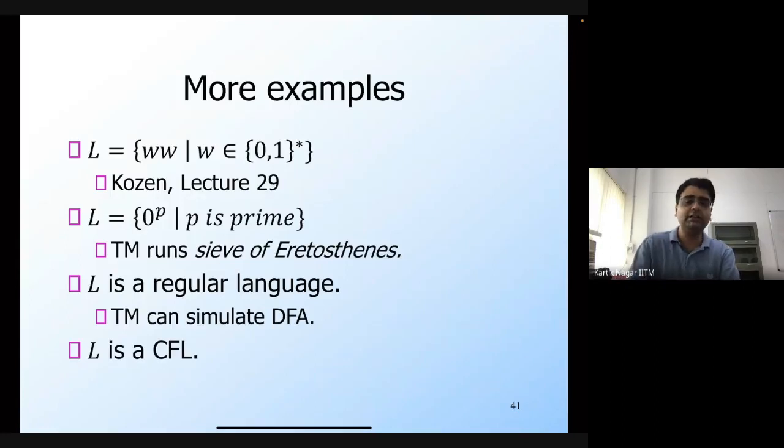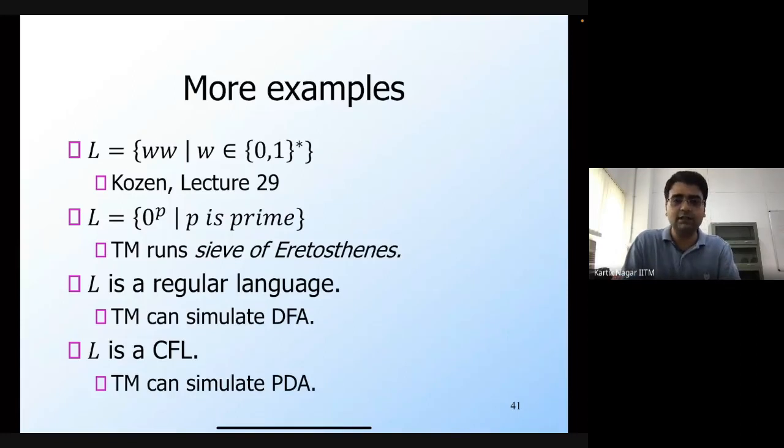And similarly, every context-free language is also a recursively enumerable language. In fact, it's also a recursive language. There are a couple of ways in which you can do this. You can, for example, run the CYK algorithm, so a Turing machine can simulate the CYK algorithm. Or a Turing machine can also simulate the PDA of the corresponding context-free language.